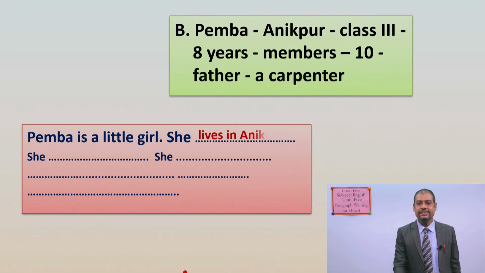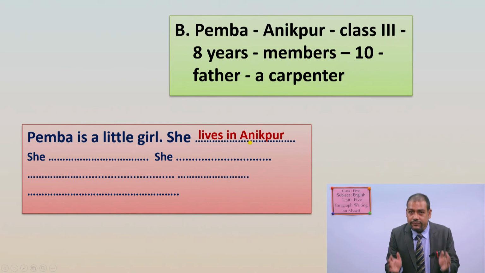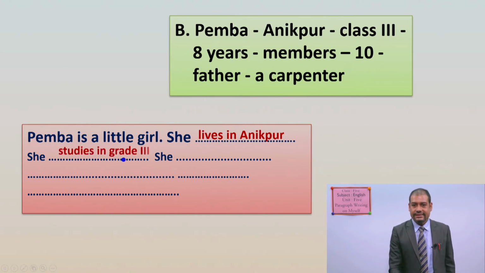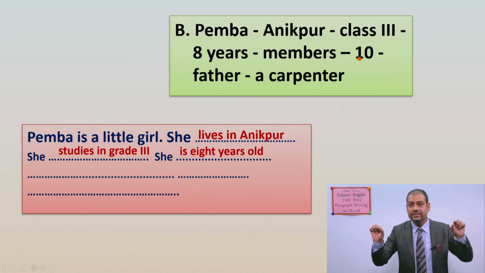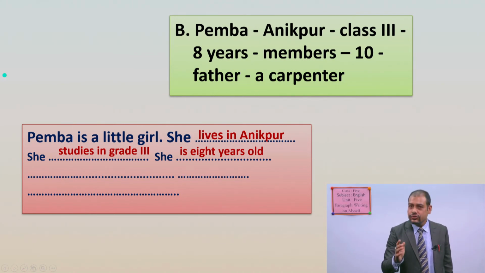Now your second sentence should be, she lives in Anikpur. Okay, here is given the address, Anikpur. She lives in, very good, Anikpur. Then she studies in grade 3. Okay, she studies in grade 3. Now, what is another sentence? Please tell me that you have written down. Yes, that is, she is 8 years old. So once again, please read with me. She is 8 years old. Okay. Another sentence. See, she is 8 years old. Now 10 members. You have to write down a sentence for this clue, and your sentence should be like this.